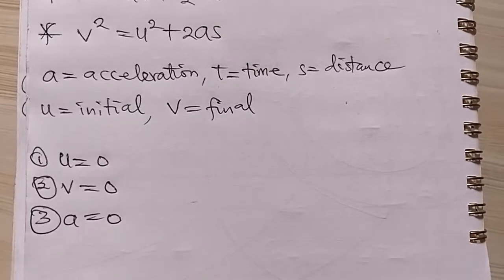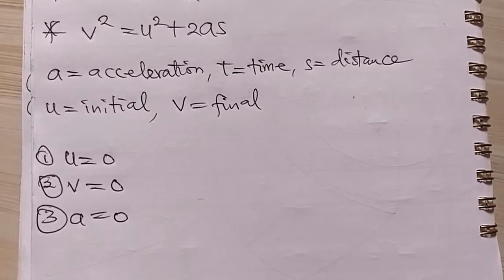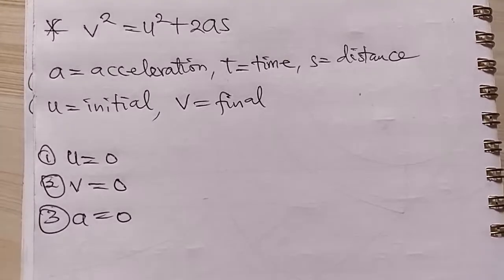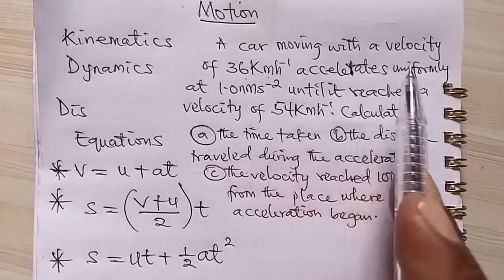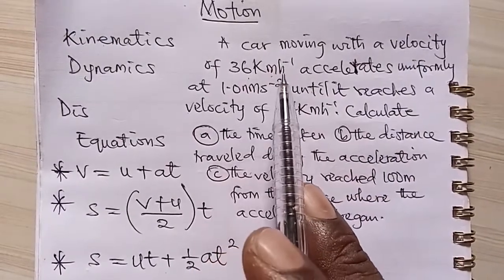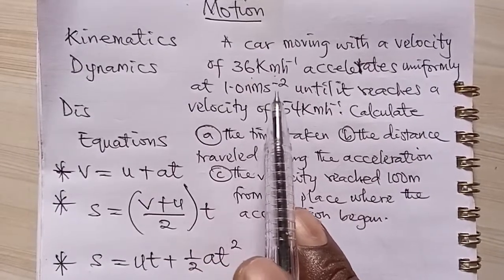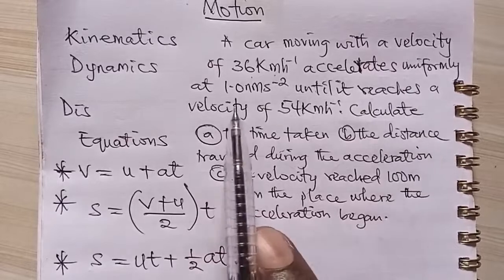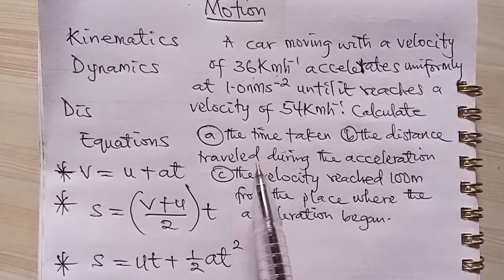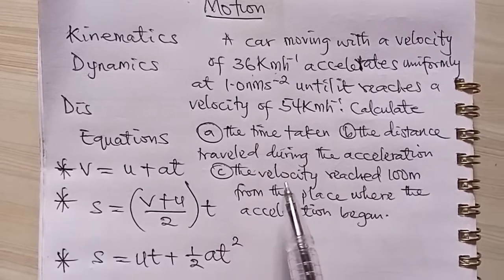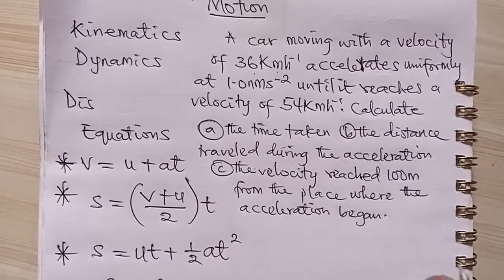So for this video, we're only going to consider linear motion, and in another video, we're going to consider vertical motion. In another one, we can consider circular motion and the rest. So let's look at this example. A car moving with a velocity of 36 km per hour accelerates uniformly at 1.0 nanometer per second squared until it reaches a velocity of 54 km per hour. Calculate A, the time taken, B, the distance traveled during the acceleration, C, the velocity reached 100 meters from the place where the acceleration began.